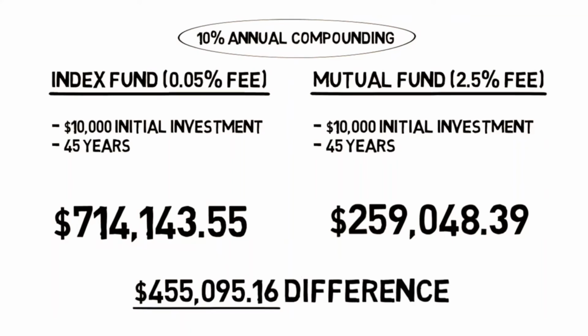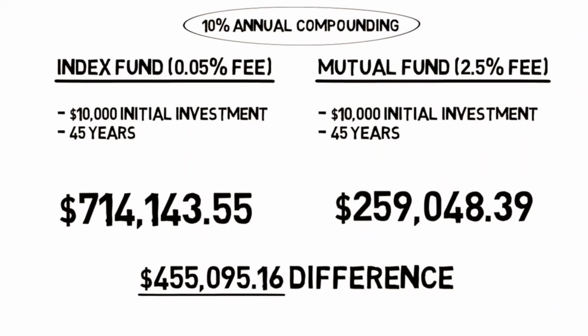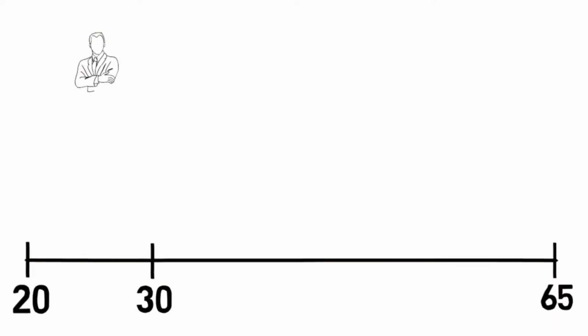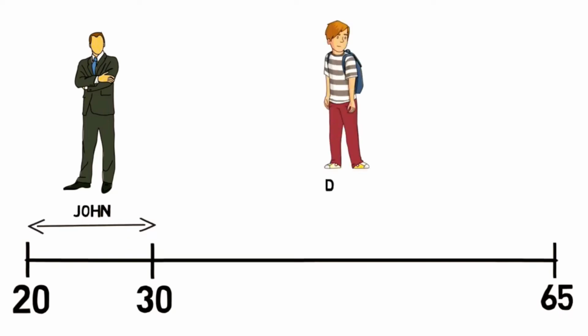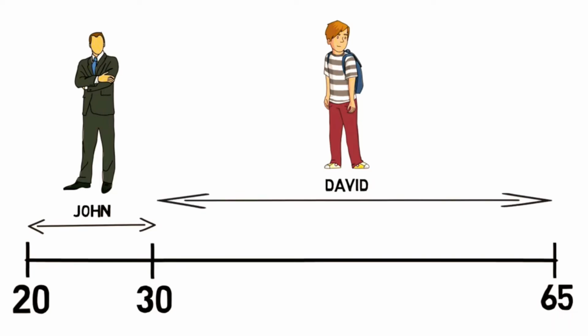Compounding is a beautiful thing, but in order to truly get the most out of the effects of compounding, it's important to start investing as early as possible. To show you how valuable this is, I'm going to give you an example of two separate investors. The first investor, John, invests $300 a month from the time he's 20 until he turns 30. David, the second investor, invests $300 per month from the time he is 30 until he's 65 and retiring.